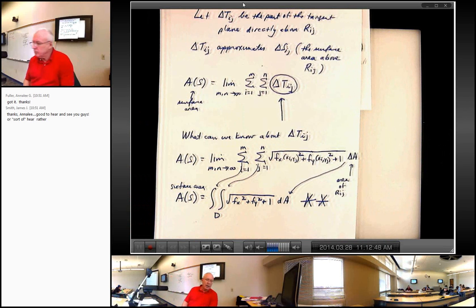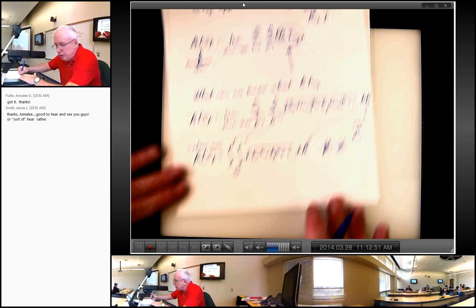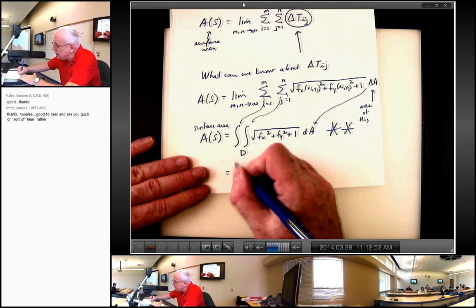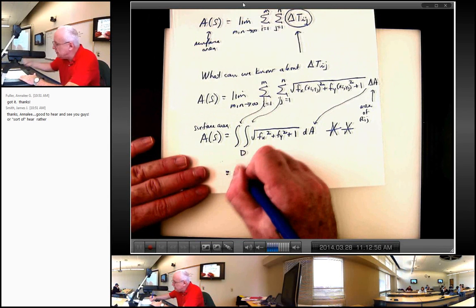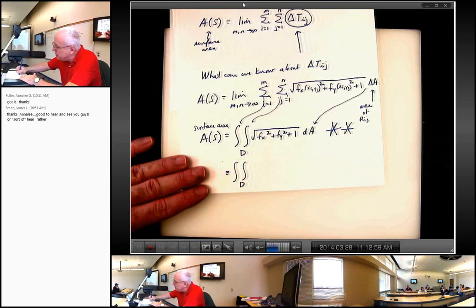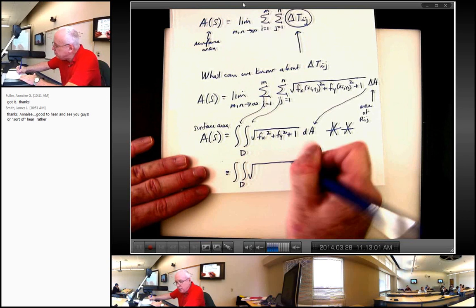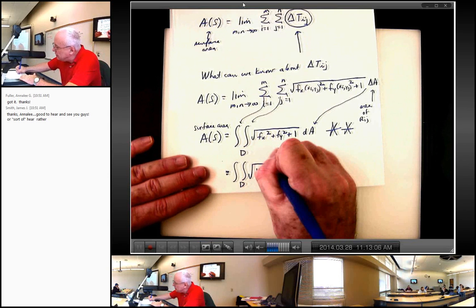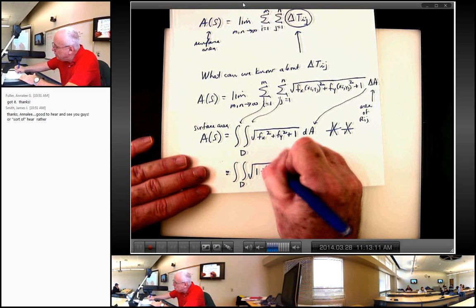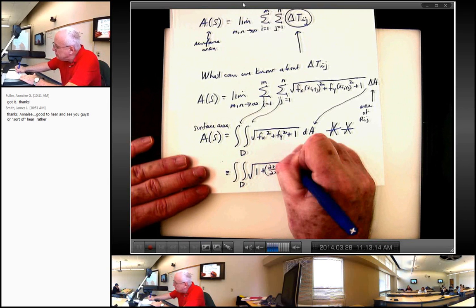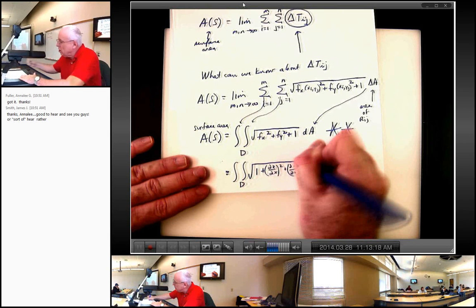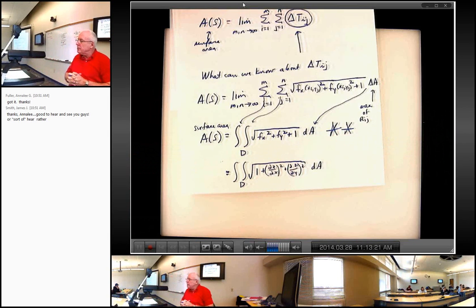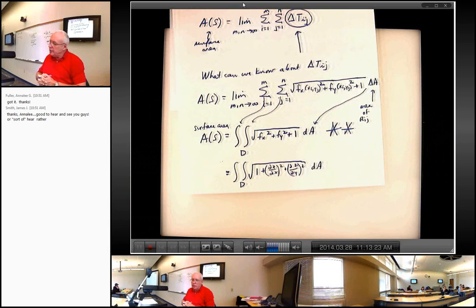Another way to write this formula is using the Leibniz notation: the double integral over D of the square root of 1 plus the partial of z with respect to x squared plus the partial of z with respect to y squared, dA. All I'm doing is writing fx and fy using that other notation.